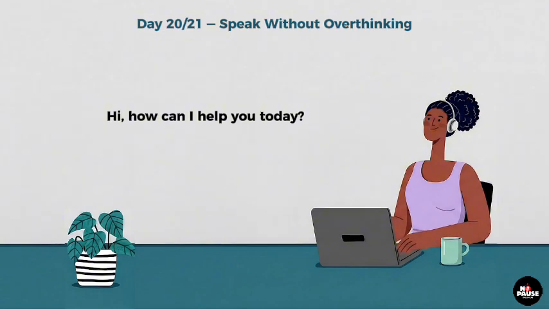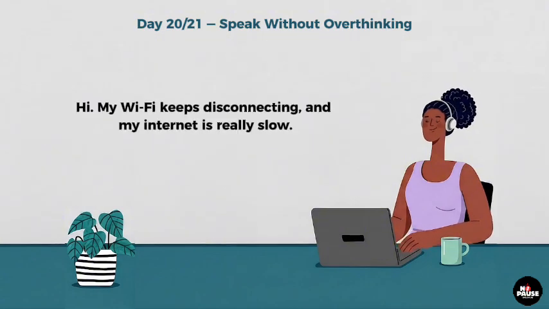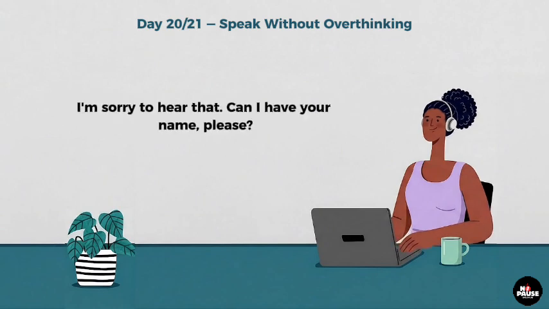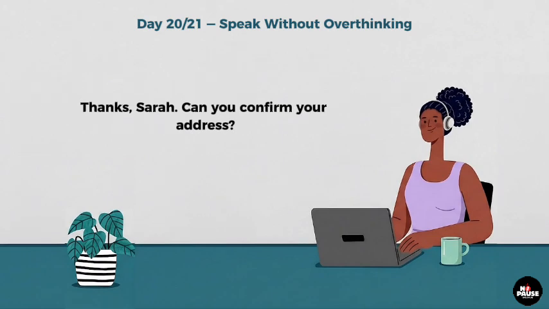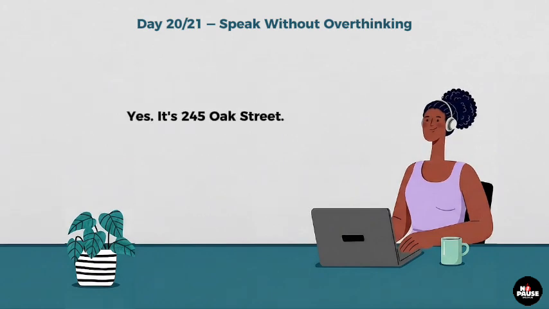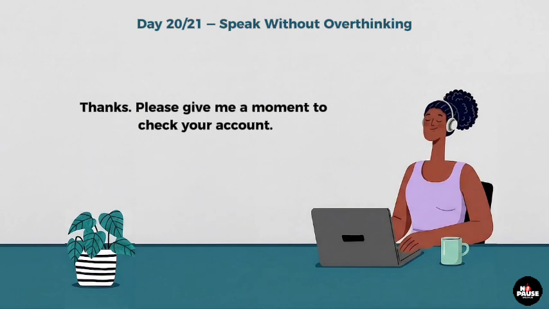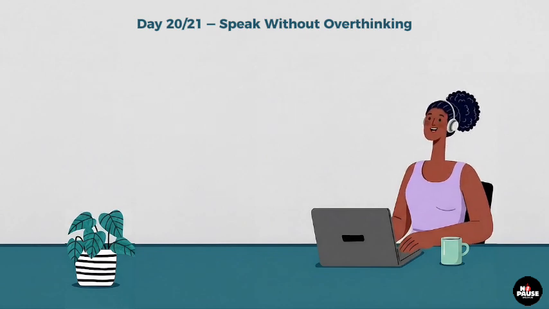Hi, how can I help you today? Hi, my Wi-Fi keeps disconnecting and my internet is really slow. I'm sorry to hear that. Can I have your name, please? Sure, it's Sarah. Thanks, Sarah. Can you confirm your address? Yes, it's 245 Oak Street. Thanks. Please give me a moment to check your account. Okay.